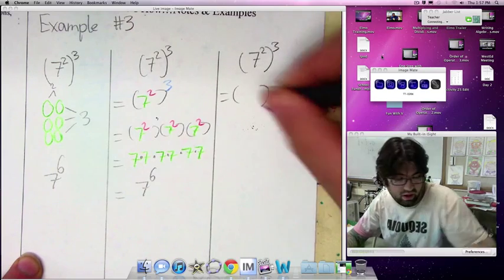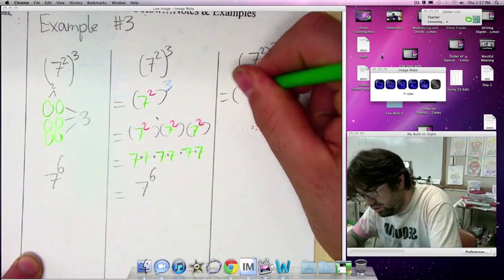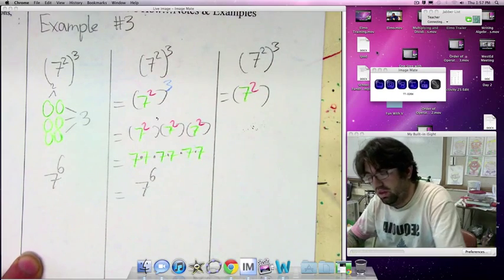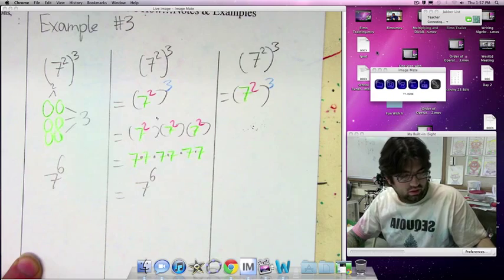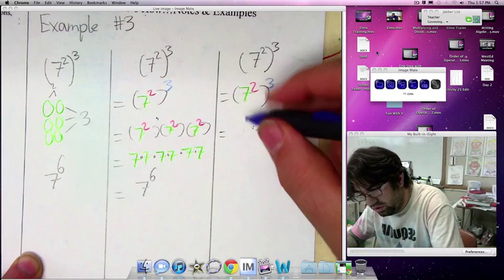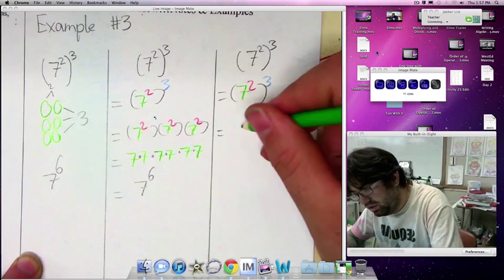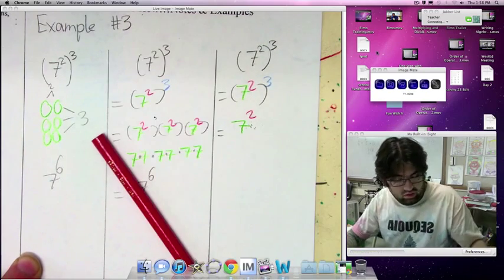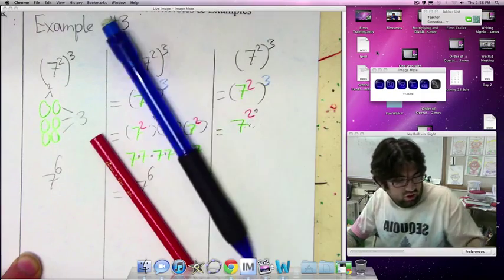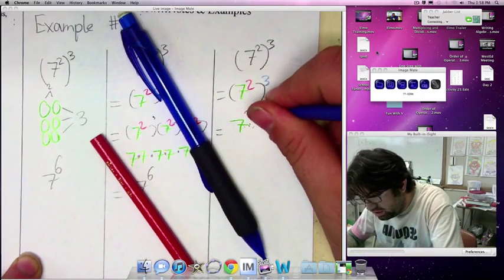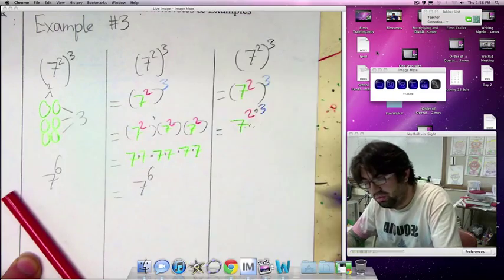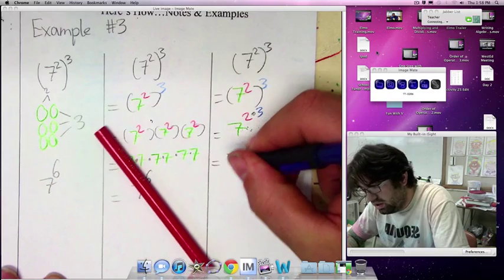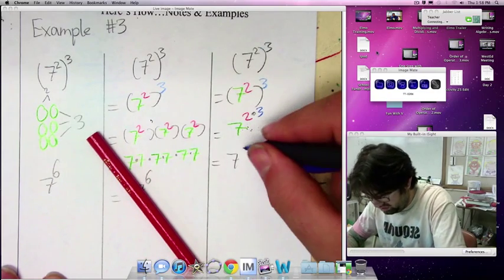I'm going to rewrite, of course. 7 squared raised to the third power is equal to 7 to the 2 times 3. I'm multiplying my exponents together, and we should know 2 times 3 is 6.